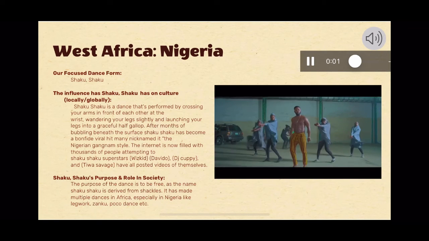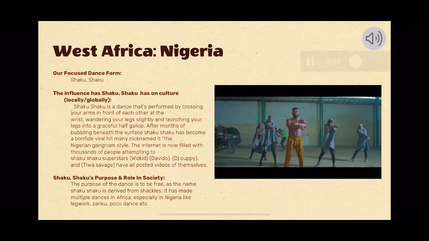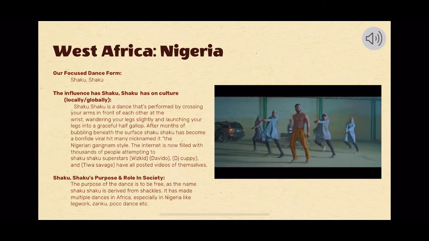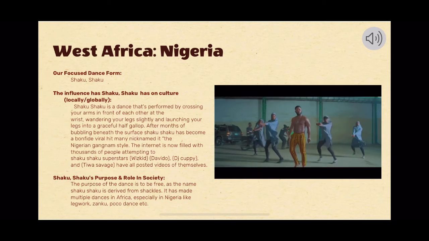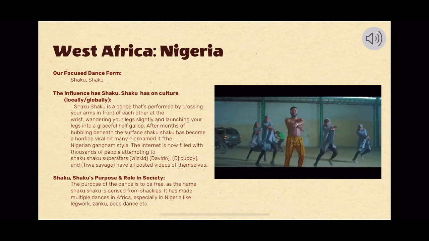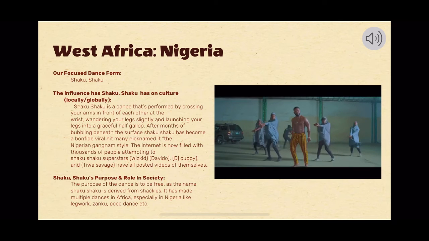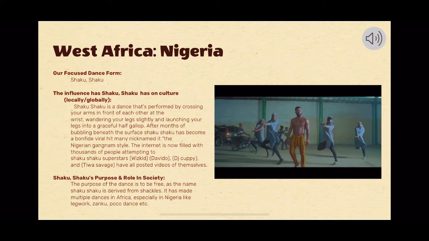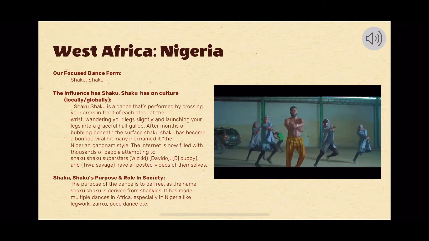West Africa, Nigeria. We'll be focusing on the dance Shaku Shaku. Shaku Shaku is a dance that's performed by crossing your arms in front of each other at the wrist, winding your legs slightly and launching your legs into a graceful half gallop. After months of bubbling beneath the surface, Shaku Shaku has become a bonfire viral hit. Many nicknamed it the Nigerian Gangnam Style.